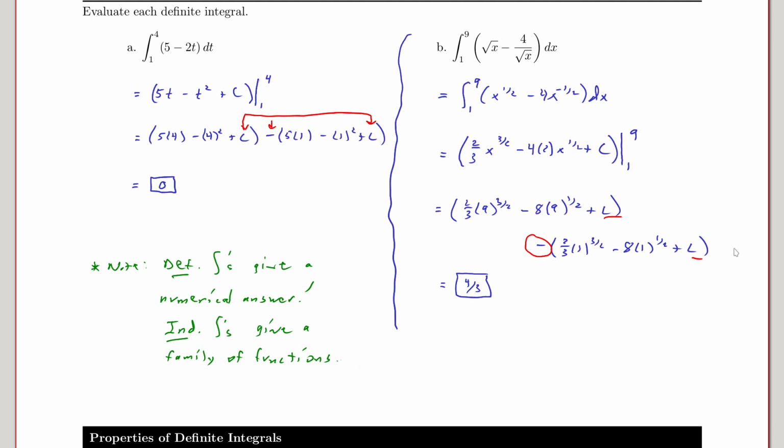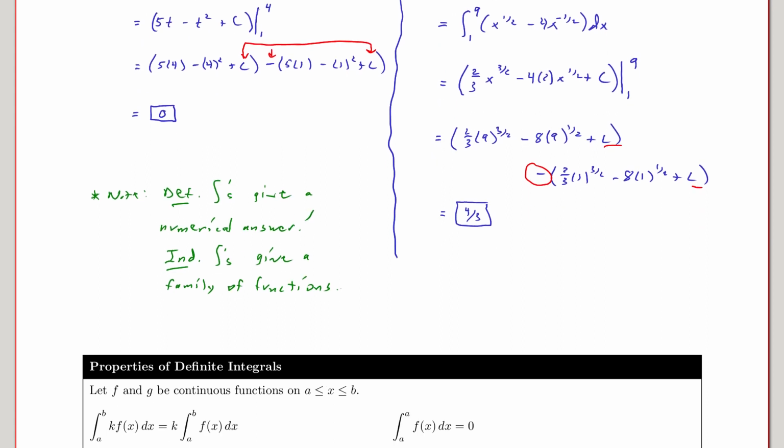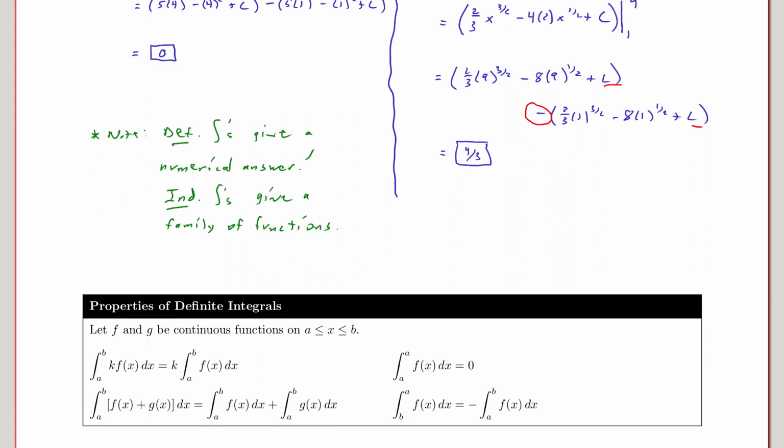Okay, I put a few properties down here at the bottom. A few of them should look pretty familiar. The first one looks like this is just our constant multiple rule. So it worked for indefinite integrals. It works for definite ones as well, so you can pull constants out. Likewise, we have our sum rule, so I can break this into two pieces and evaluate them separately if needed.